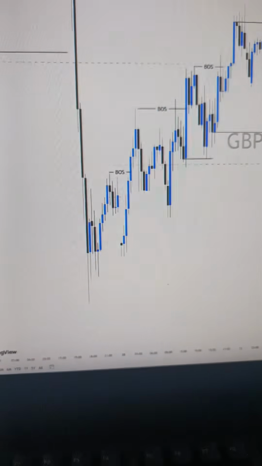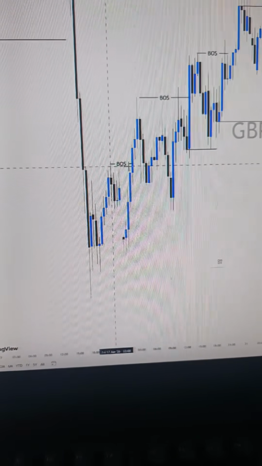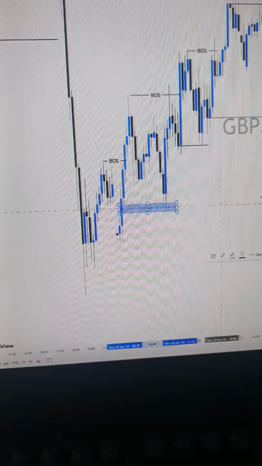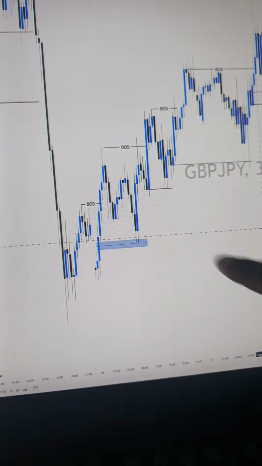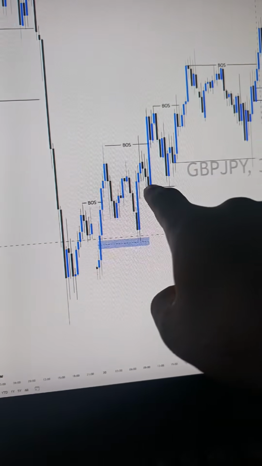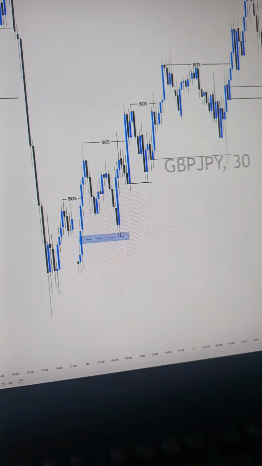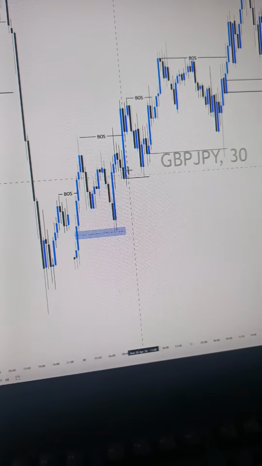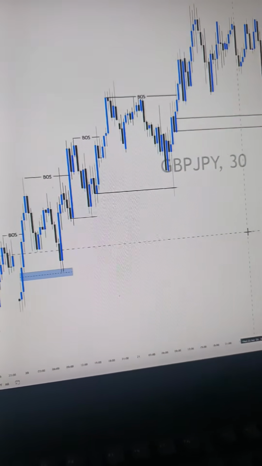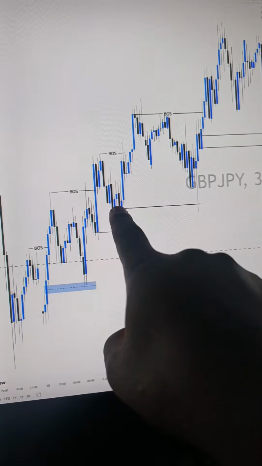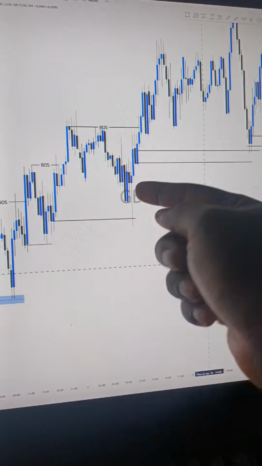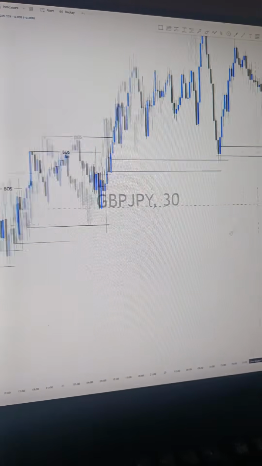area here we managed to do what? To mitigate this fair value gap for this break of structure. We managed to mitigate this fair value gap there, and then we had that buy. Then because of the break of structure, we had this demand over here. So the demand was this candle, this area. Then because of the break of structure, we came for the demand over here. We mitigated that demand, and then we had the buy.